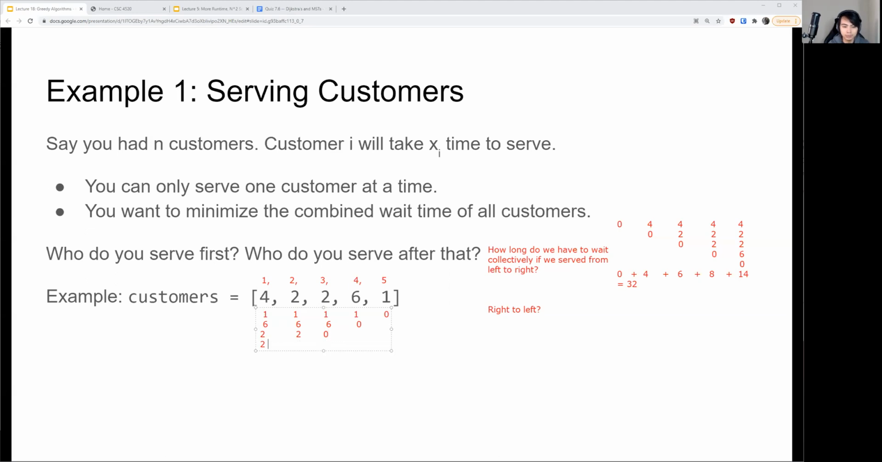And then another cost of 2 for customer 2. And then customer 4 finally doesn't have to wait any longer. They are actually being served at this point. Customer 4 is just high maintenance.